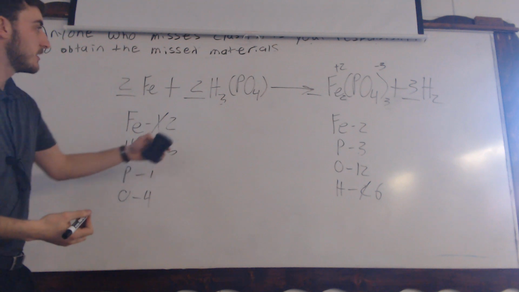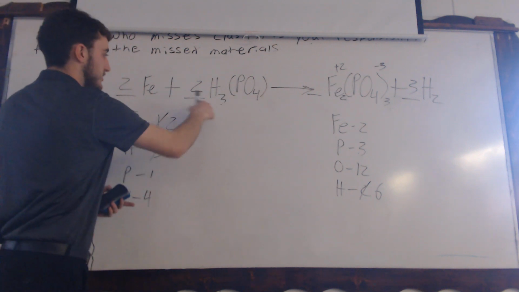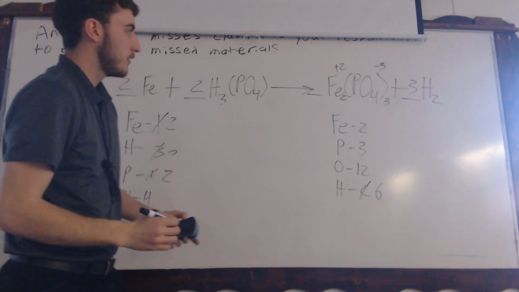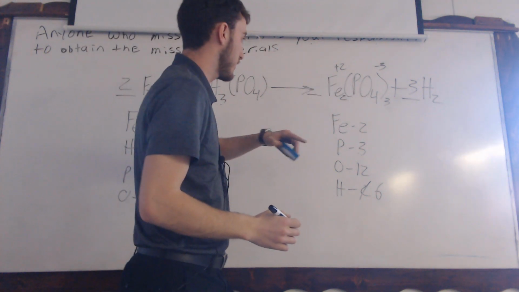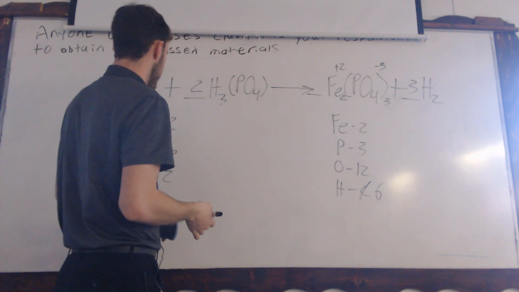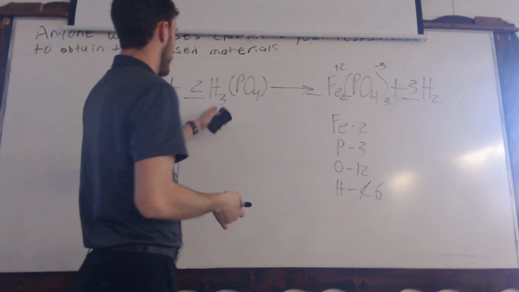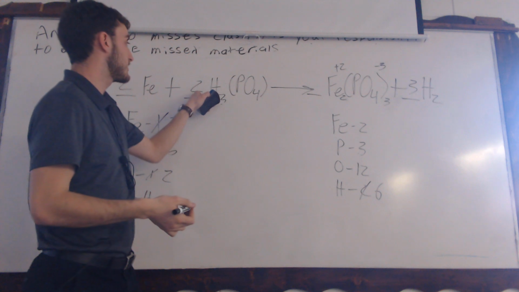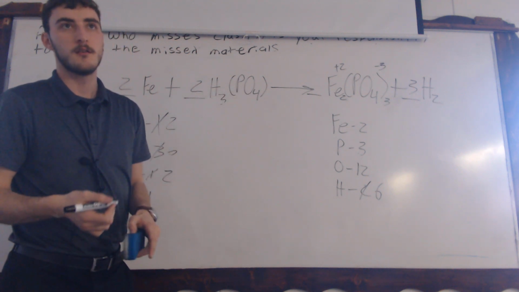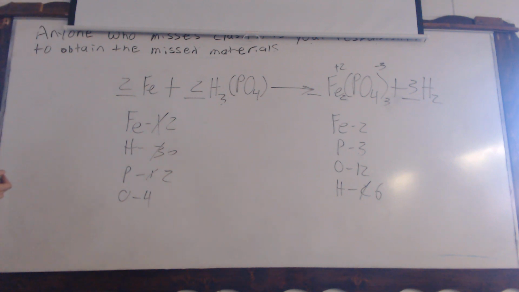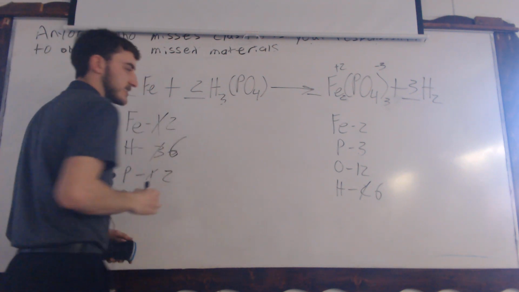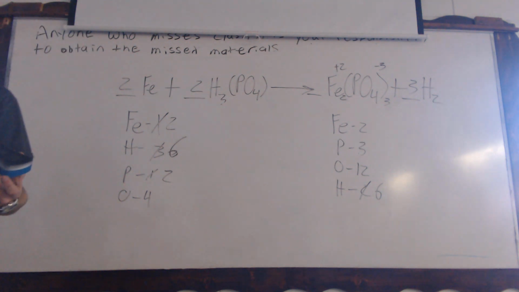We got 6. Now let's move to phosphorus. Now I got 2 because I changed it. I got this 2, so I got to change it to a 2. Phosphorus is still a 1 over here, or a 3 over here. Is that one element, the 2H3PO4? Yes, this 2 goes to here, goes to here, and goes to here. This might be a longer process. I gave you a hard one.